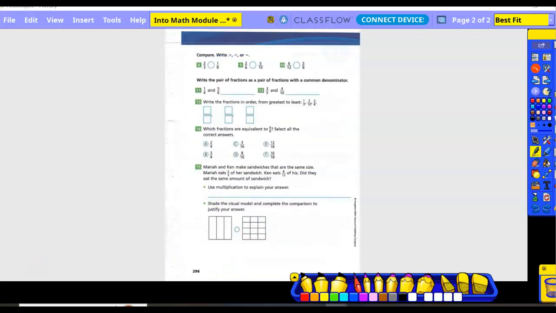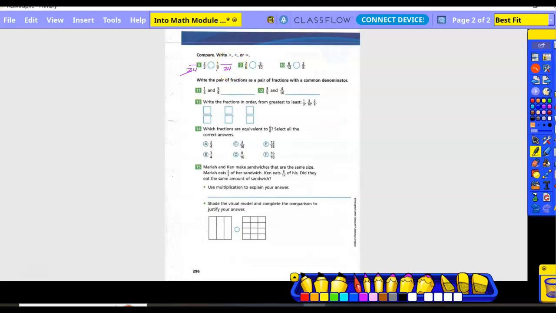Okay, so number 8, we need to compare those. We have 2/3 compared to 1/8, okay? Now, we can either do benchmarks or we can do common denominator, right? So let's look. What can we do here? Can we get a common denominator? What's my common denominator? 24, right?